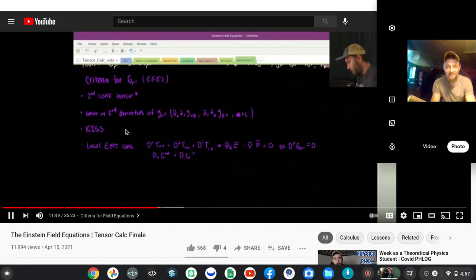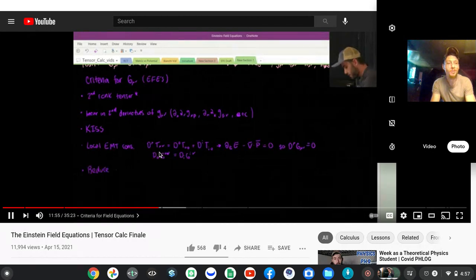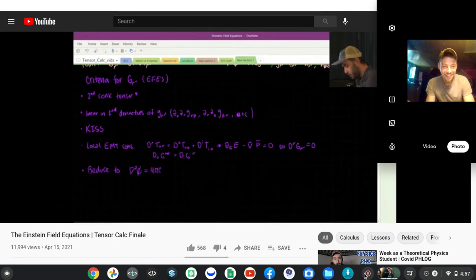And then the final criteria is it needs to reduce to Poisson's equation, right? It needs to reduce to del squared phi equals 4 pi G rho.